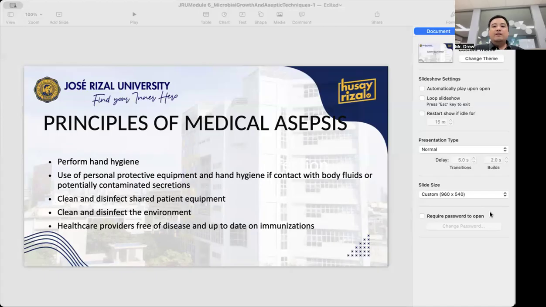Ensure a clean environment in hospitals. Stay up to date with vaccines to prevent disease spread. So, following these guidelines reduces hospital acquired infections.